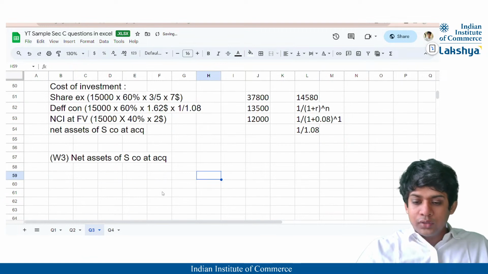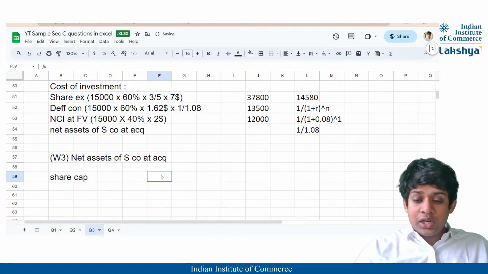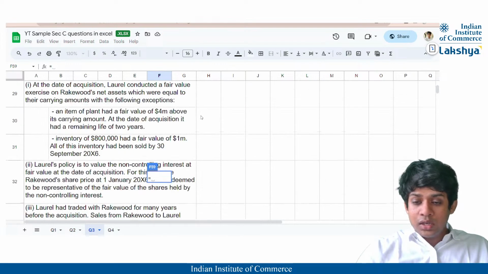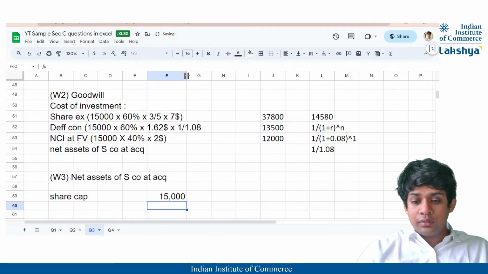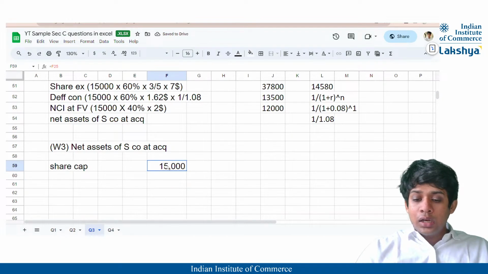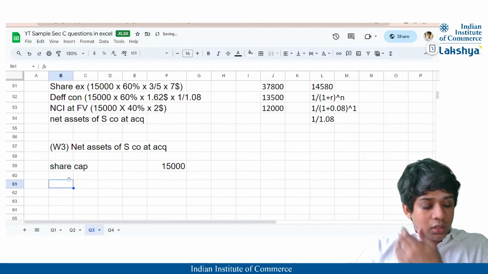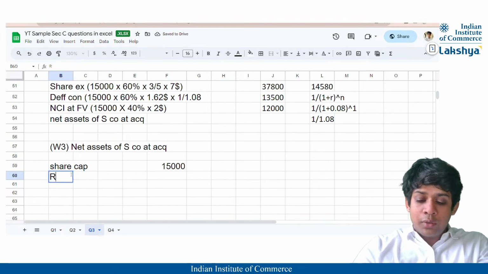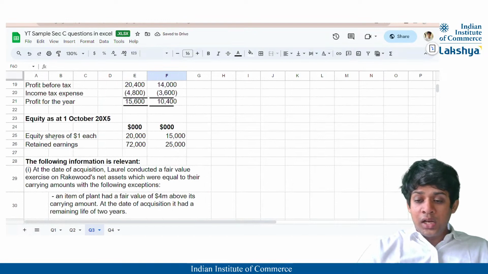Okay. So firstly, obviously you have the share capital, which is already mentioned, right? The share capital is nothing but 15,000, right? Yeah, this 15,000 is the share capital which is mentioned here, correct? I'll directly mention 15,000. Okay. So share capital here, guys, is mentioned as 15,000. Then you will obviously have the retained earnings of the subsidiary as well, correct? Now, what are the retained earnings of subsidiary? The retained earnings of subsidiary are 25,000. Right? This is when on 1st October 2005.